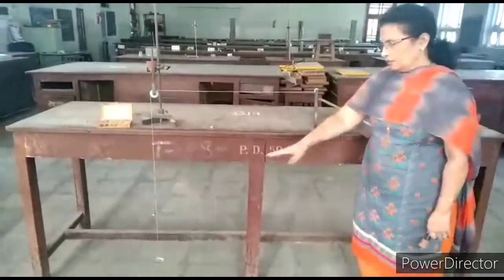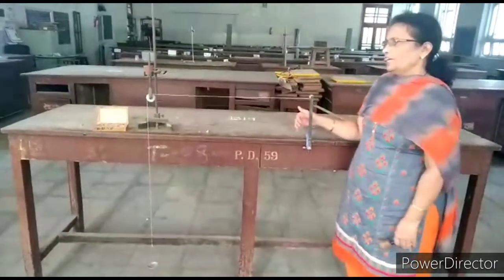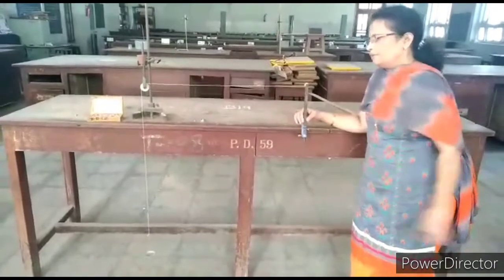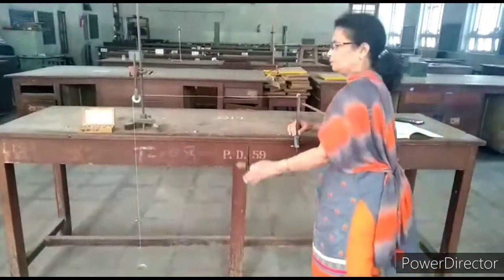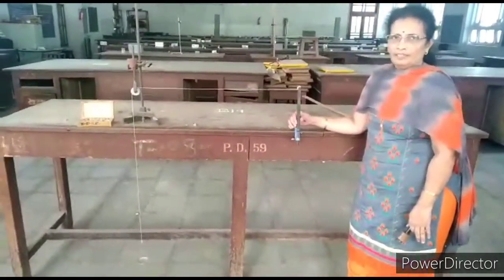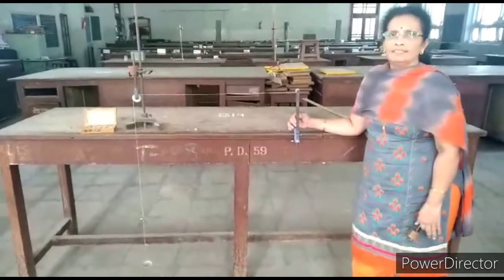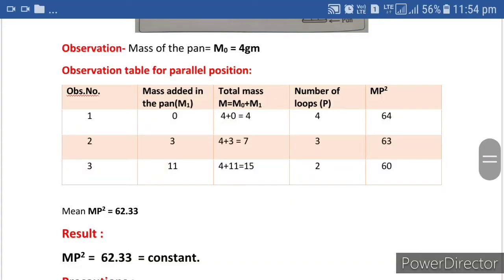M is 4 gram, the empty pan is 4 gram, and the number of loops here is 8. So 8 times 8 is 64, multiplied by 4 is the first MP square. Similarly, you can reduce the loops to 6 loops and 4 loops by adding weight. So for the perpendicular position also you can find MP square is nearly constant.